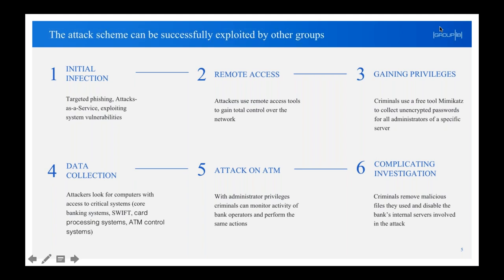After step four and data collection, after criminals identified the systems of interest, step five was to conduct their attacks on the ATM. With administrative privileges, the criminals could monitor the activity of the bank's operations and perform the same actions to attack the ATM systems. Step six, at a general high level, and again we'll go into all of the methodology in more detail: in every case that we investigated, the investigation process was complicated. Criminals used SDelete, another deletion methodology, to remove traces of their presence within the bank's network, and to muddy the waters for forensic investigative capabilities.